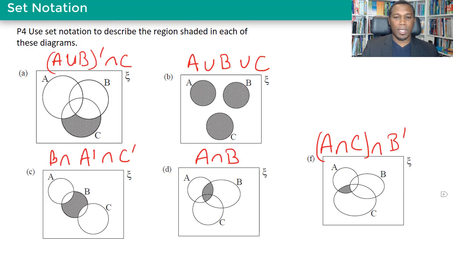Here are the answers. Did you expect that for B? There's no overlap, but it is all of, remember, union means or. So A or B or C. All the elements that are in A or B or C. It doesn't matter if there's overlap or not. Okay, A or B or C.